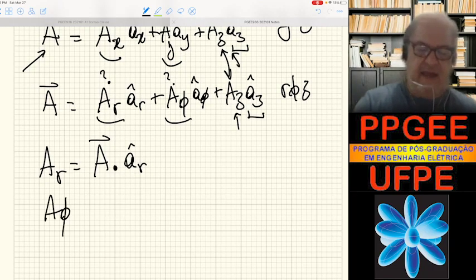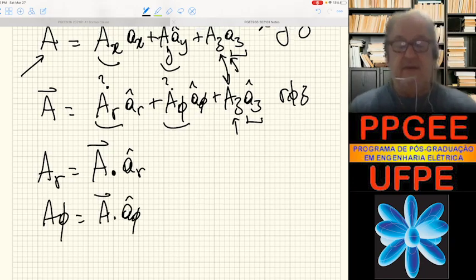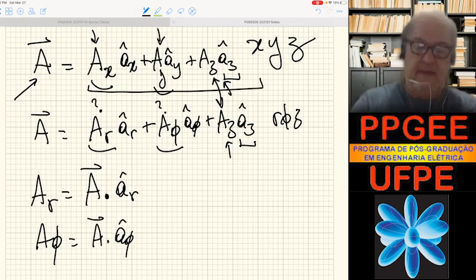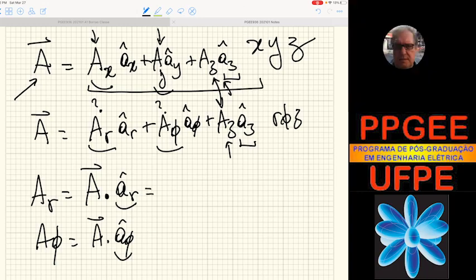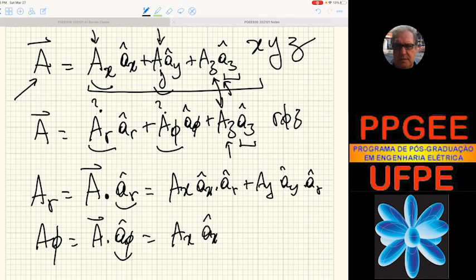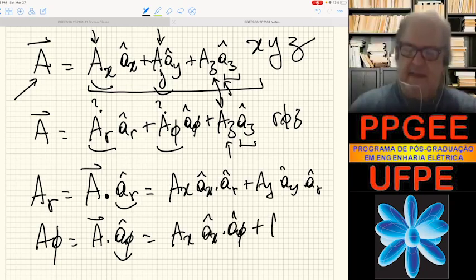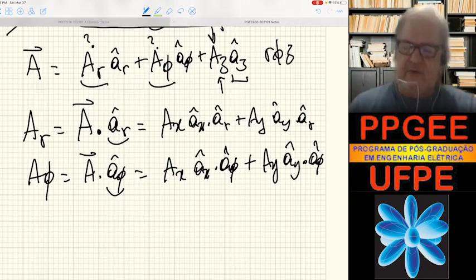So A phi equals A dot a phi. What do you do here? Well, just pick the known components and make a dot product with aR and a phi. So you're going to find that AR equals AX aX dot aR plus AY aY dot aR. Same thing here, A phi equals AX aX dot a phi plus AY aY dot a phi. So all I have to do is to calculate those dot products, which is not difficult to do.